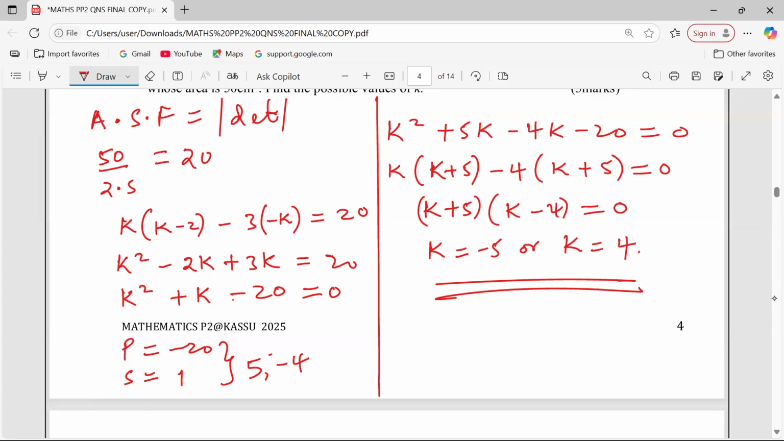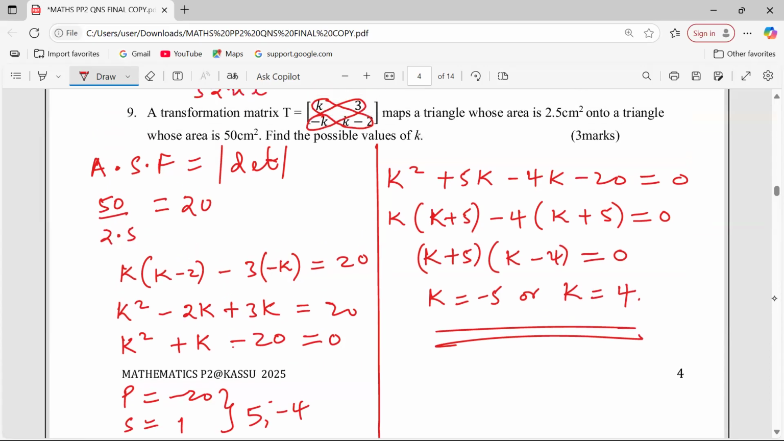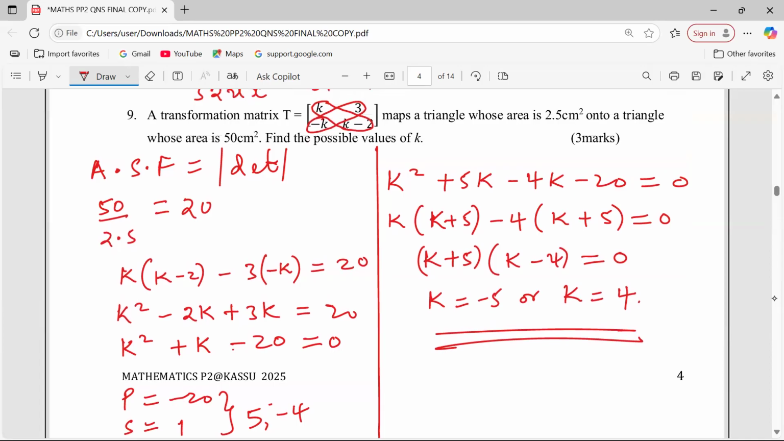Very simple. You see, the knowledge on quadratic equations is so broad and it's applied in very independent topics. A topic which is not quadratic, you find yourself applying quadratic. So you're supposed to be very careful.